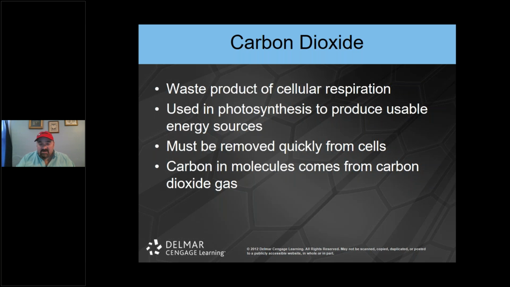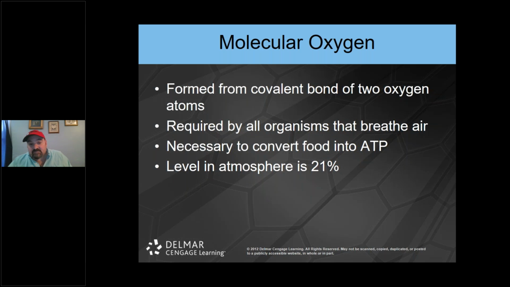So carbon is very important as far as in the structure of proteins, carbohydrates, lipids, and fat. Lipids are fats. Molecular oxygen is formed from the covalent bond of two oxygen atoms. So when we think of oxygen, we would say it's O2, okay? Two oxygen atoms, required by all organisms that breathe air. We know that, we get that. Without that, you have a problem.